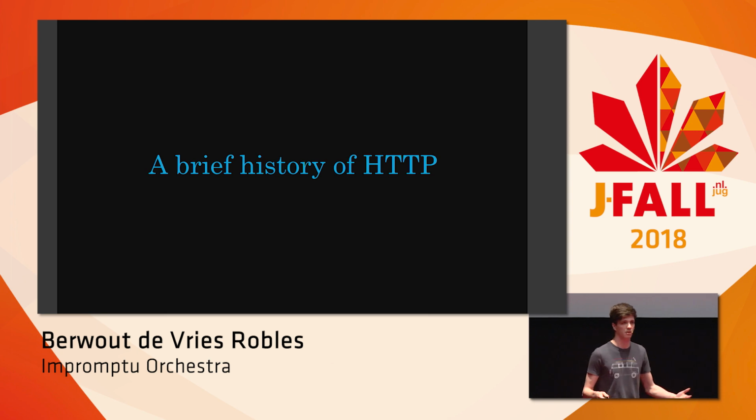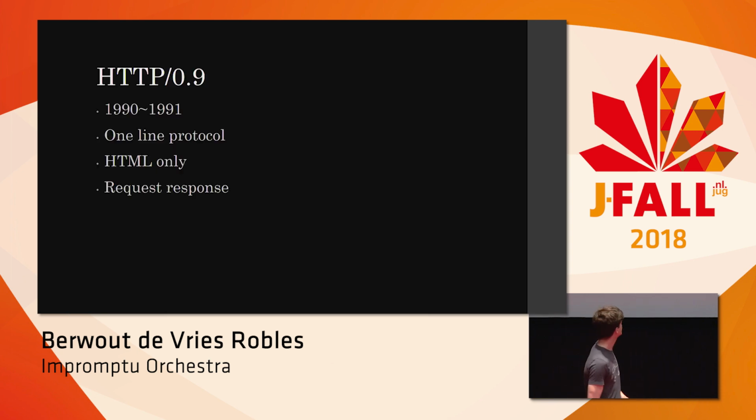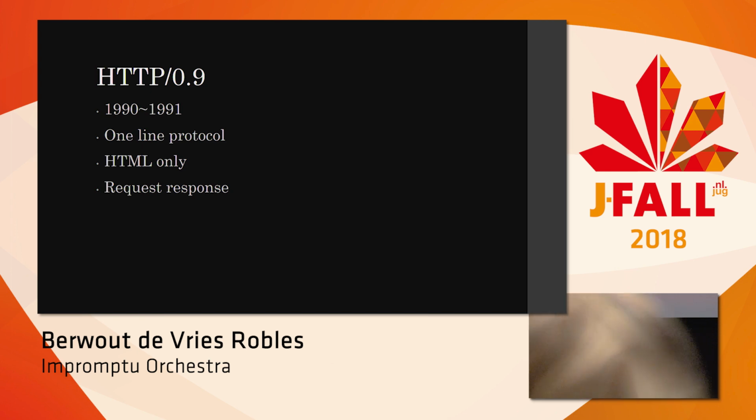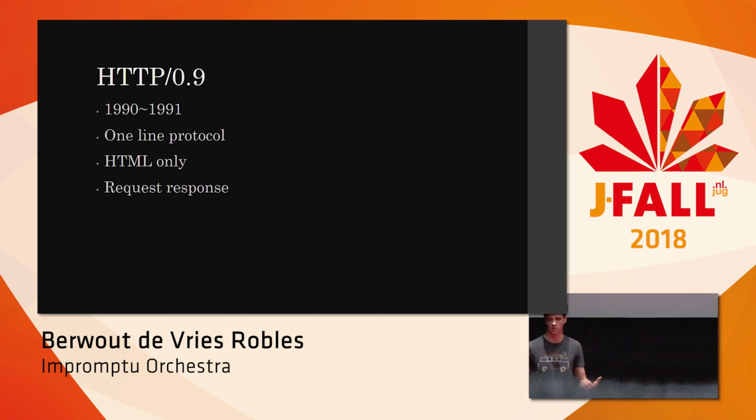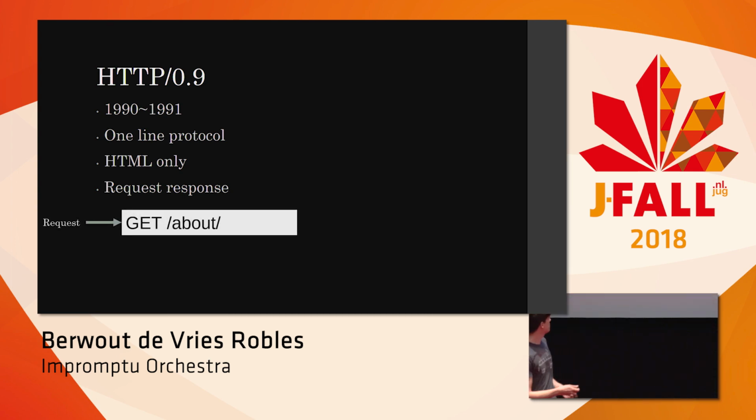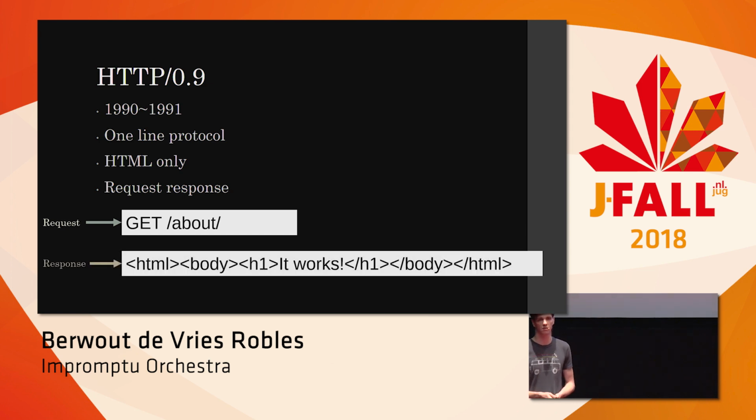I said we're going to start with a brief history of HTTP. How did we get here? We started in 1990, 91, and it was a one-line protocol. All you had to do was send one line to a server and receive a response. It was HTML only, and it was request response, which means you would send a request to the server, it would receive it, it would send you a response, and then you would terminate the connection. It looked something like this. You would send a request and receive a response. Very simple. If only it were still that simple today.